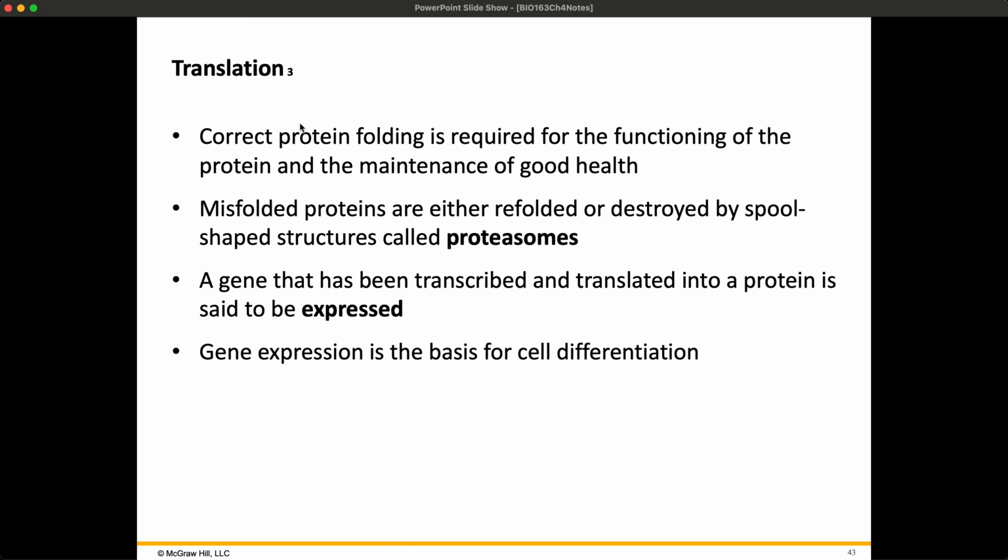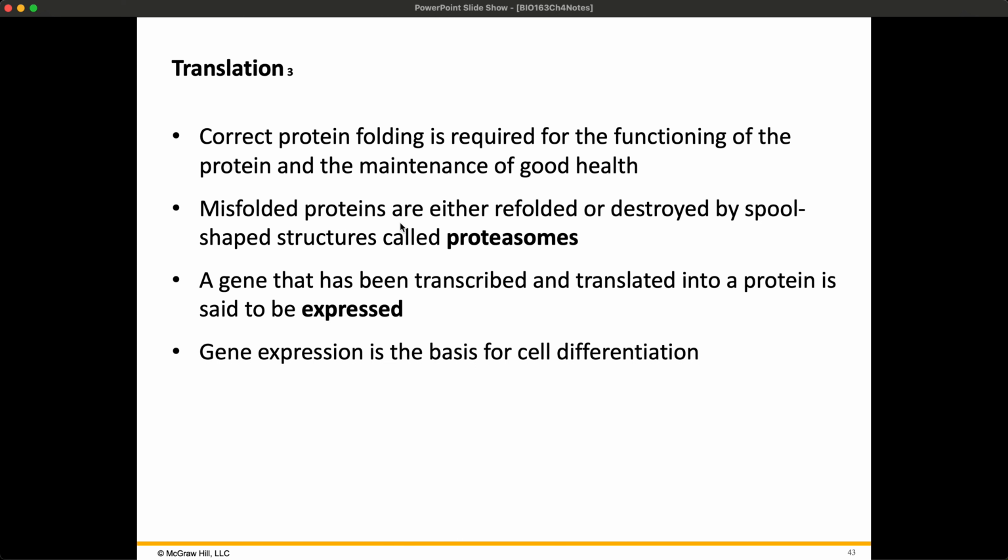So translation is finished when the protein has finished folding. Correct folding is required for the functioning of the protein and the maintenance of good health. If our proteins can't fold properly, it could be temperature being too high, pH being thrown off, chemical factors, radiation factors, that kind of thing. So a protein being able to fold is a protein that can function.